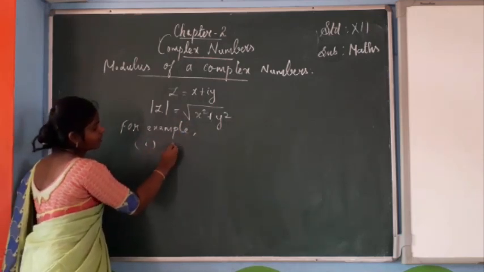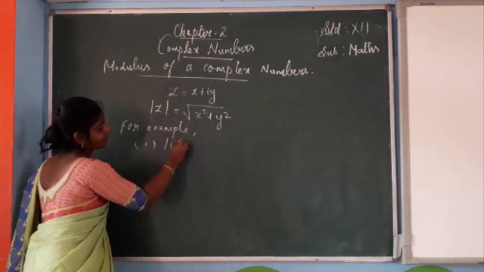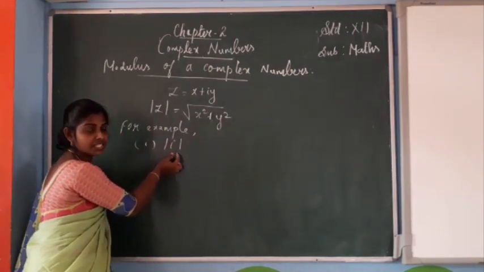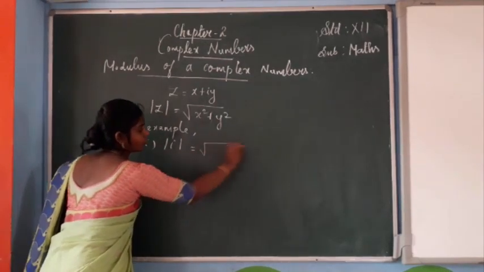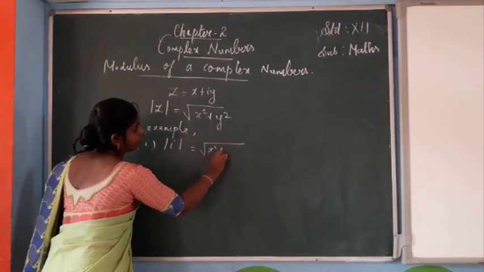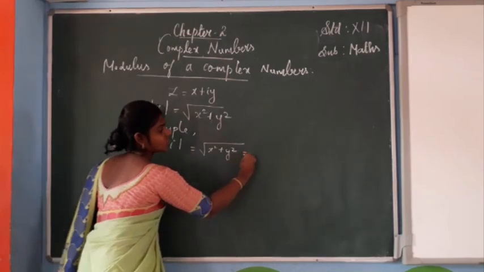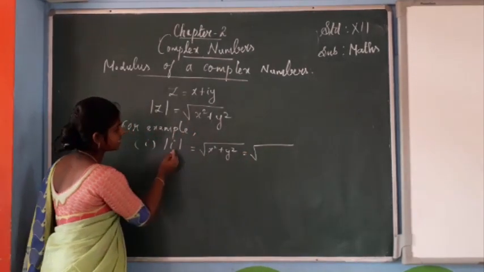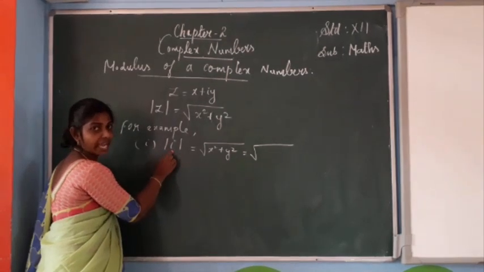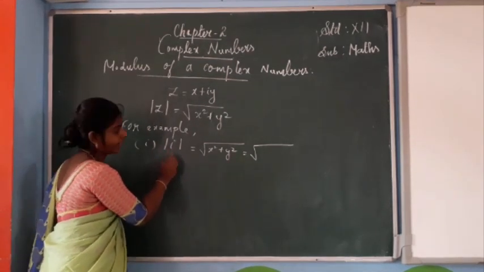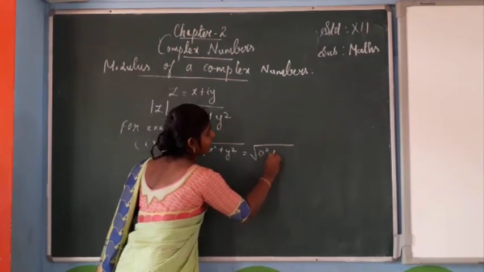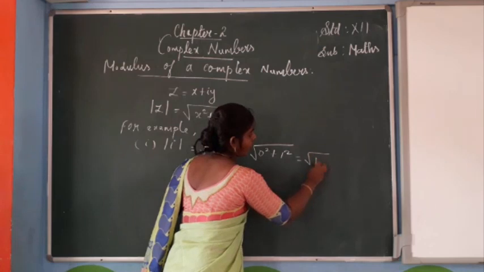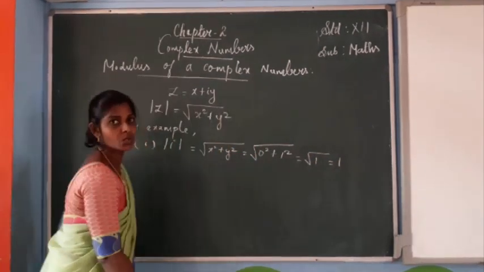First one, modulus i. Modulus i means we have only the imaginary part. So root of x square plus y square is equal to root of, x value is 0, y value is the coefficient of i, which is 1. So 0 square plus 1 square, that's equal to root of 1, the value is 1.